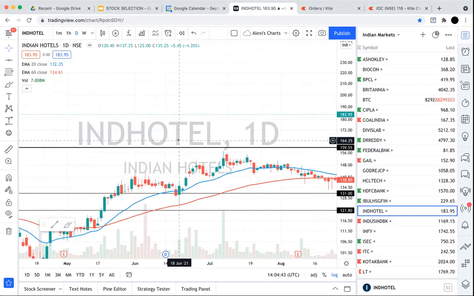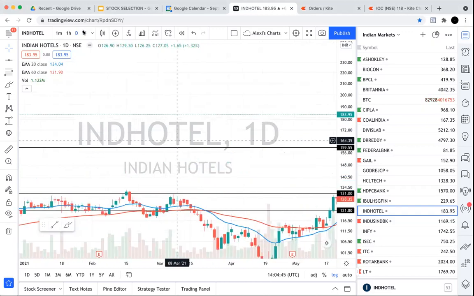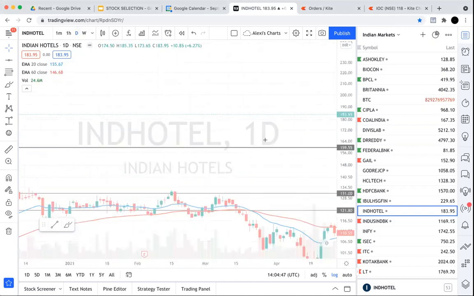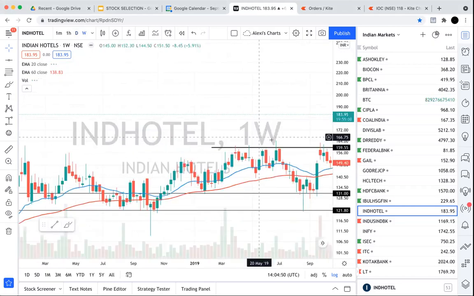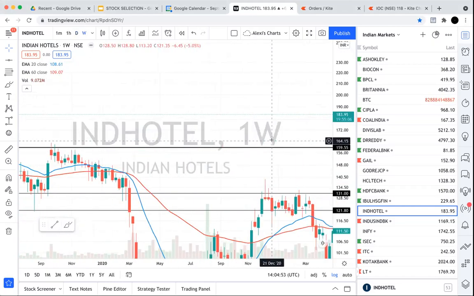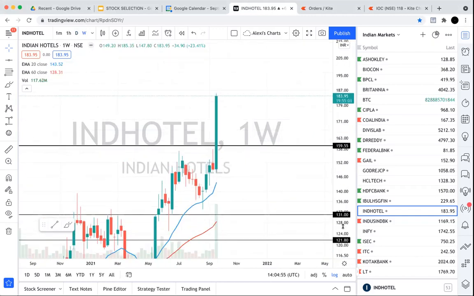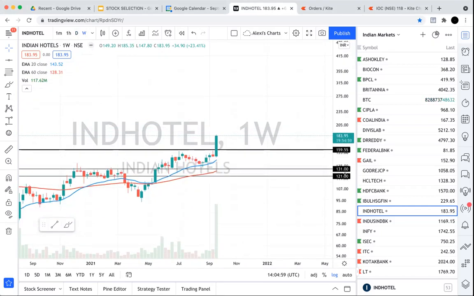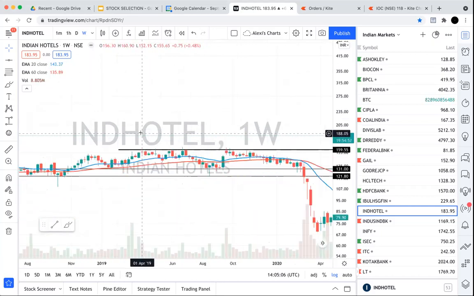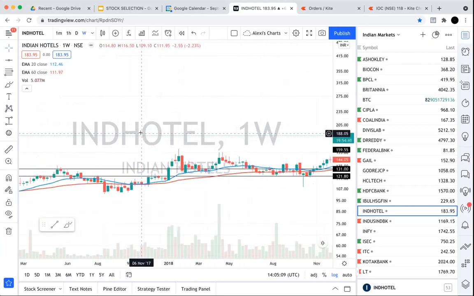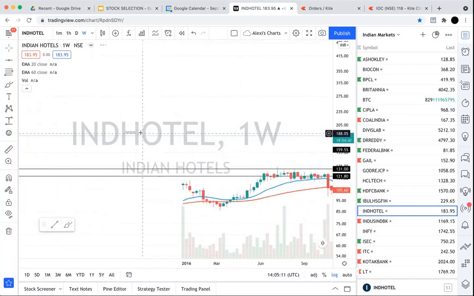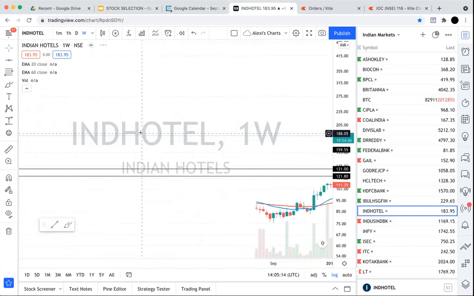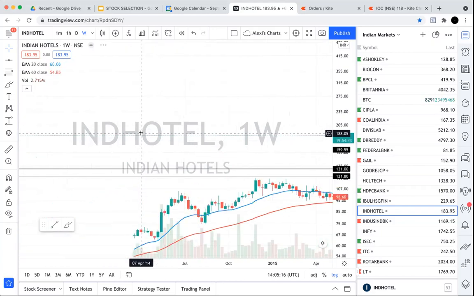Now I can check if there are any higher levels to look for. For that, I'm going to go to the weekly chart and see if there are any higher levels of resistance. This is how I will do it, because otherwise, if I look here, I don't know how much to aim, how much to target. So I go back and see if there are any levels higher than this in the history of this stock. And it looks like not much.